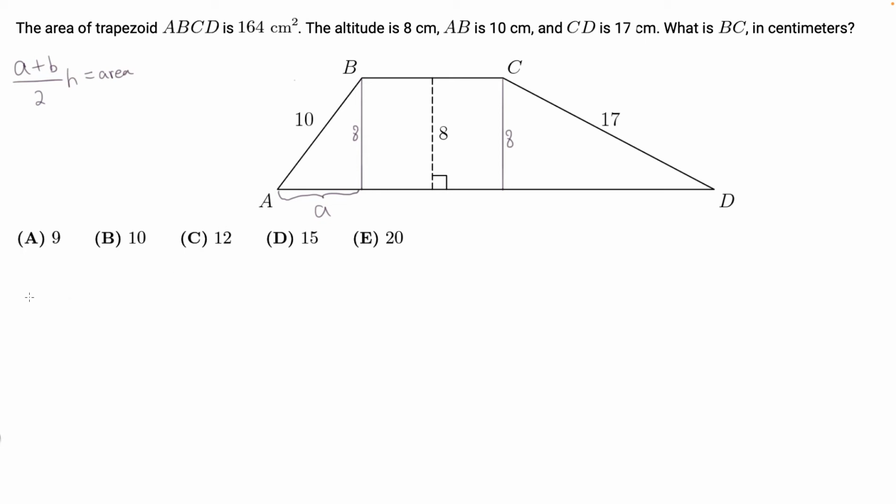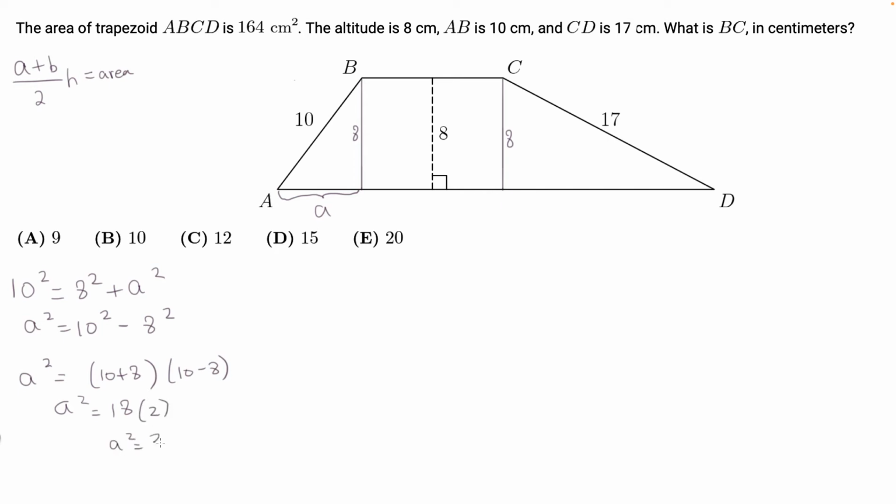So the hypotenuse is 10. So we have 10 squared equals 8 squared plus lowercase a squared. So we can have a squared equals 10 squared minus 8 squared. And this is a difference of squares, so we can write a squared equals 10 plus 8 times 10 minus 8. So a squared equals 18 times 2. So a squared is 36, and the square root of 36 is 6. So this side is 6.